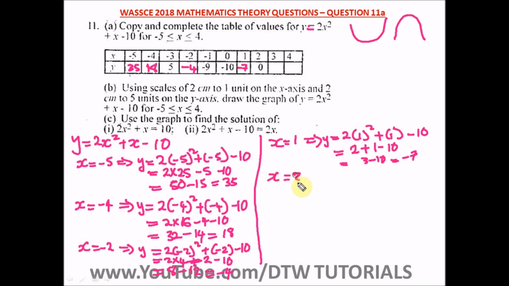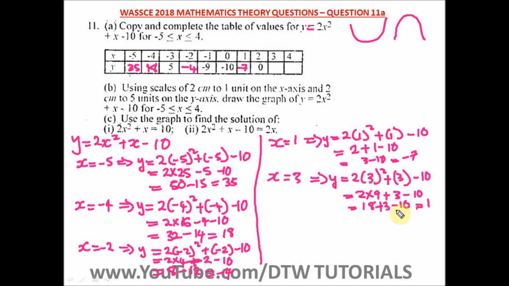So here we have 3. So when x is equal to 3, y is equal to 2(3)² + 3 - 10. So what is 3 squared? That is 9. So we have 2 times 9 plus 3, then minus 10. What's 2 times 9? We have 18, is that not it? 18 plus 3 will give us 21. Then 21 minus 10, what would that give us? That will give us 11. Okay, so the value of when x is 3, our y is 11. So our final one we have to look for is what?